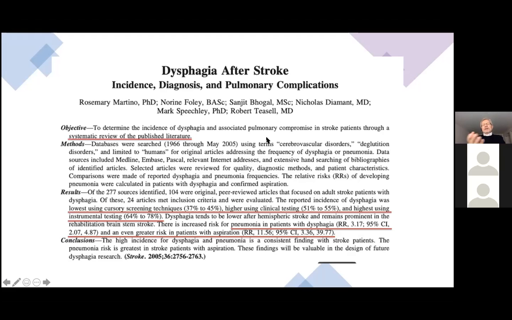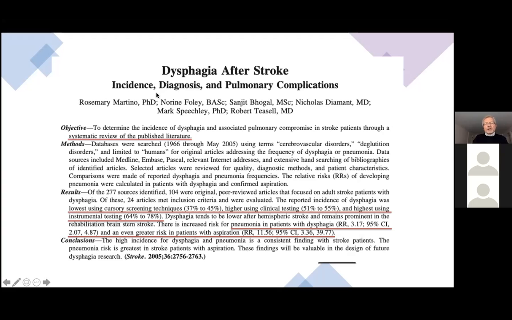So looking at dysphagia or swallowing difficulty, one of the metrics to be a top stroke center in Canada, to be able to go through accreditation, is you have to do dysphagia screening on more than 90% of your patients when they're admitted. Why do we need to do that?